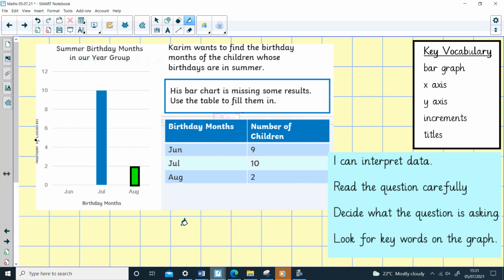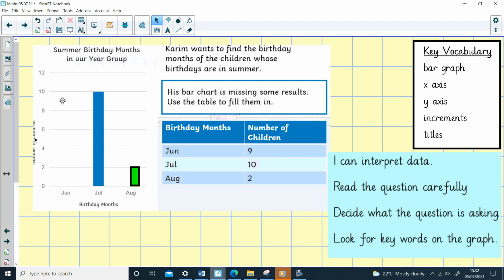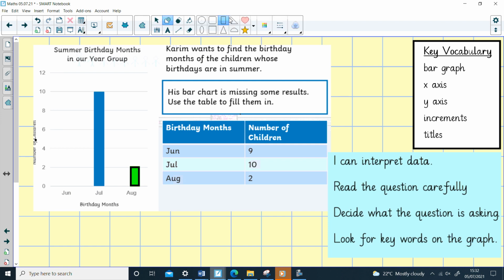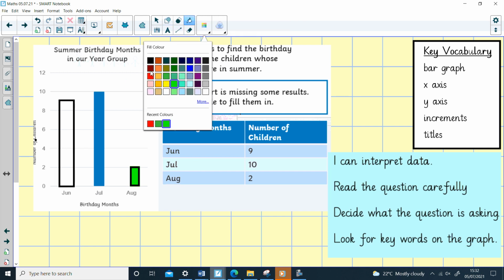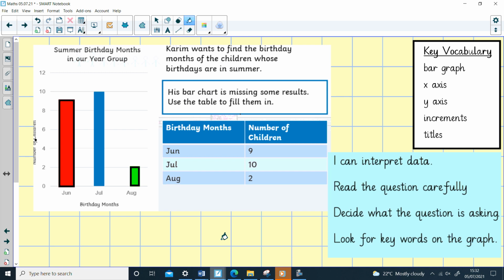Now I need to do June. So there isn't going to be a 9 on my scale, it's going to be between the 8 and the 10. So the bar that I draw this time has got to go, the top of it has got to be in the middle of my 8 and my 10 on my scale. So let's have a look, and I think that is just about right. We'll have a red one this time.